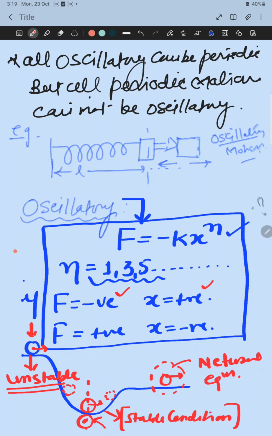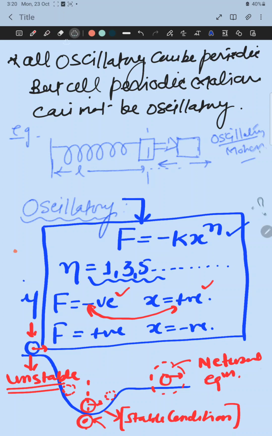Here we can say stable equilibrium, unstable equilibrium, and this is stable and this is unstable, and this is neutral equilibrium. So once force and displacement are just opposite to each other, this is the hint for you that this motion indicates a stable condition, or stable equilibrium. Always remember this condition, because from here onward we are moving towards simple harmonic motion.